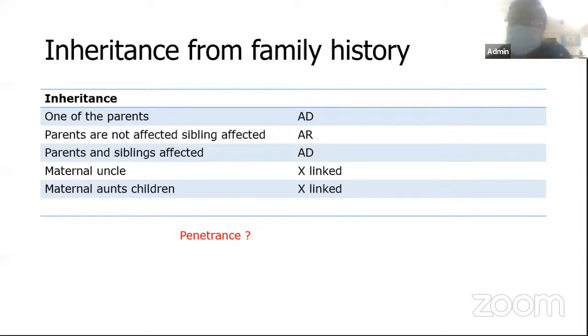There is an issue with the penetrance. Penetrance is when you have an abnormal gene, but it is not expressed. For example, autosomal dominant polycystic kidney disease is autosomal dominantly inherited, but it is not necessary that the parent should express the clinical features. So penetrance may affect this kind of prediction by family history.